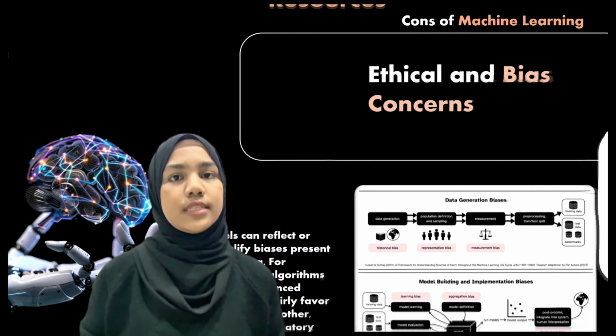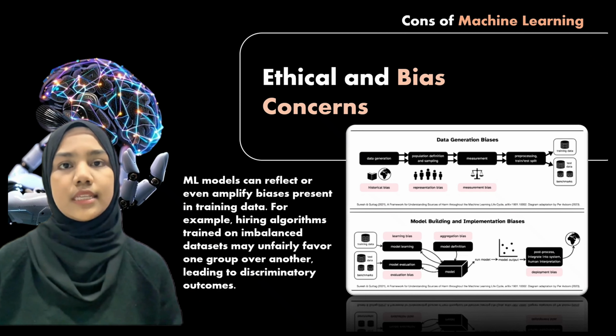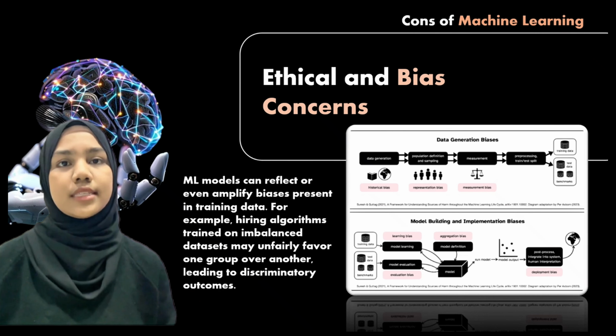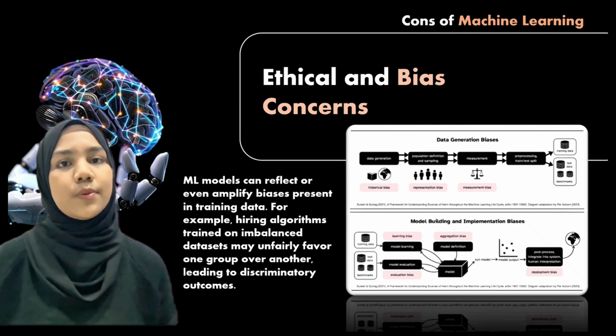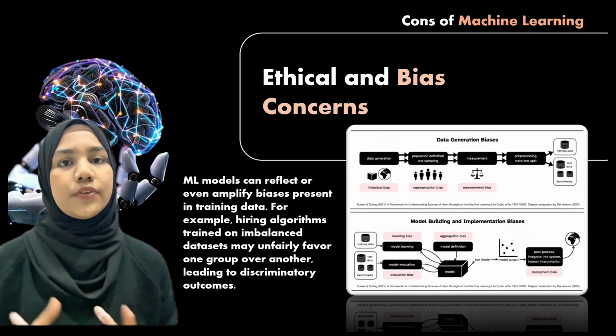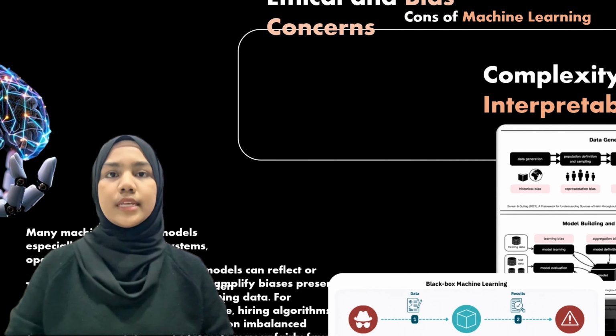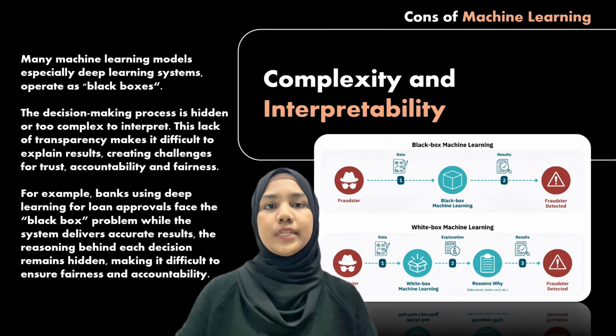The third con is ethical and bias concerns. Machine learning is only as fair as the data it is trained on. If the data is biased, the result will also be biased. For example, a hiring system might unfairly favor certain groups while rejecting others. This can create discrimination.